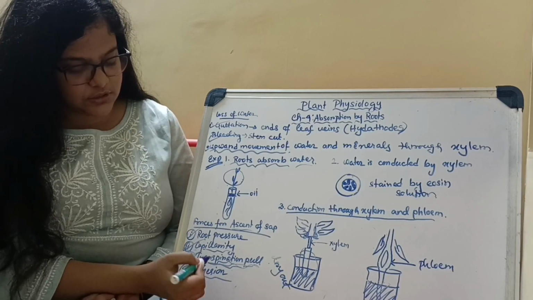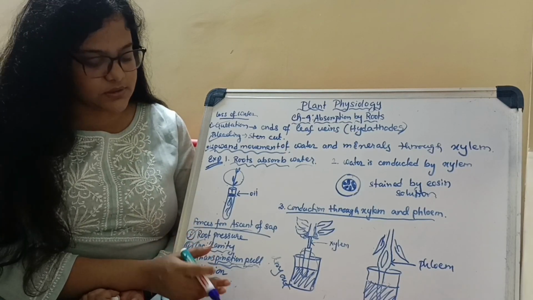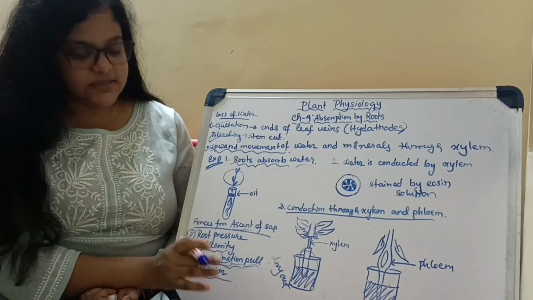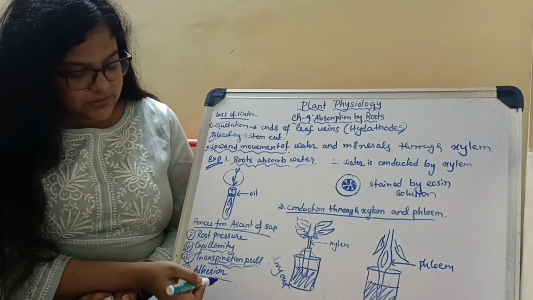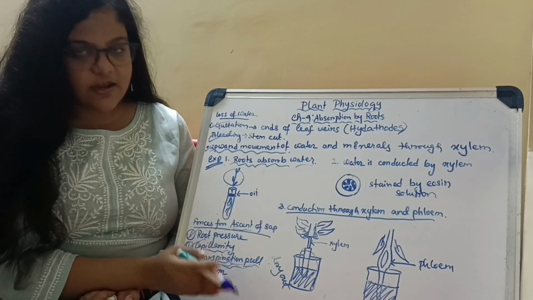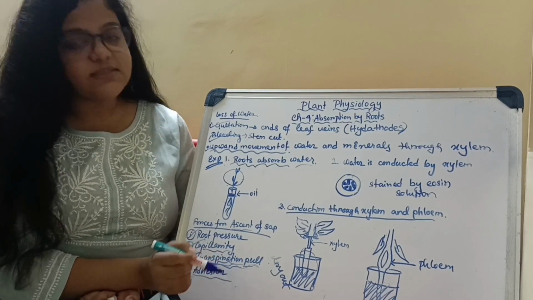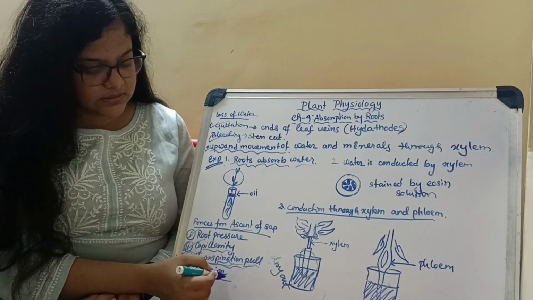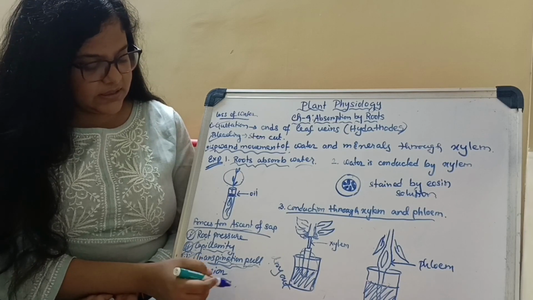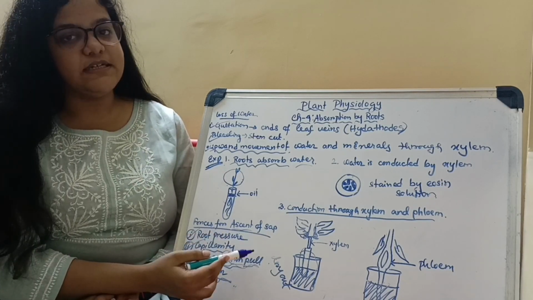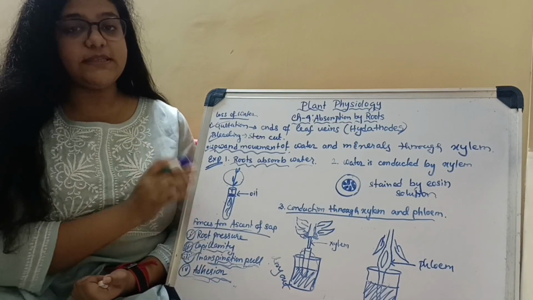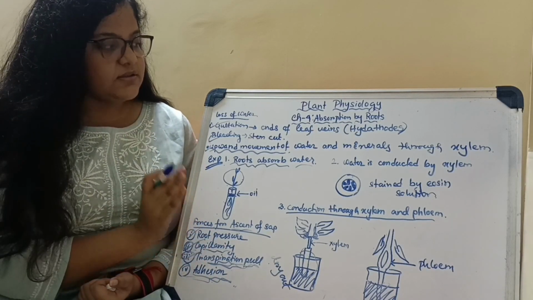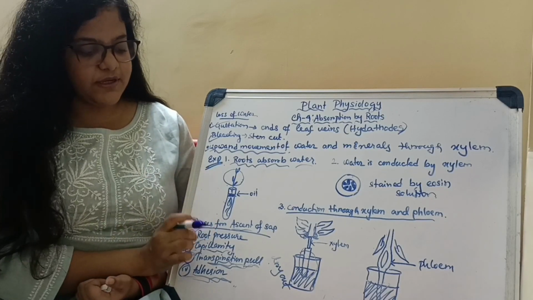Now what happens due to the adhesion is that the water molecules are stuck to the walls of the cell wall and the cell membrane, and due to that there is enough space left inside the xylem vessels to take up more water, right? So in that way adhesion indirectly helps in the ascent of sap. Now with this discussion of the ascent of sap, we end the chapter which is absorption by roots.